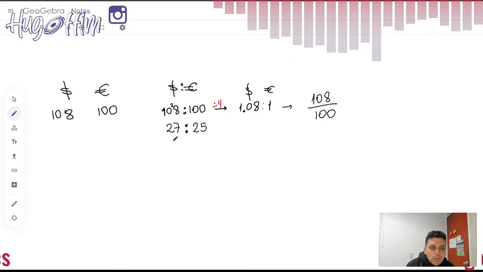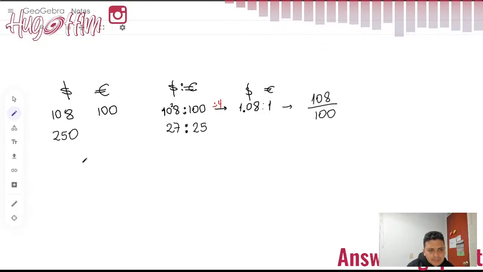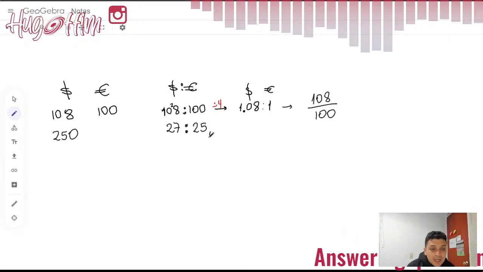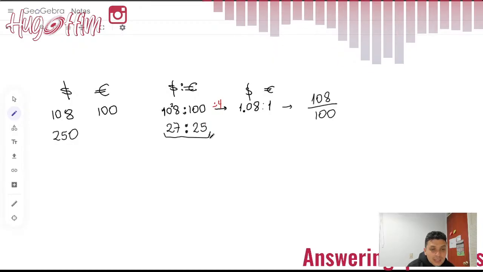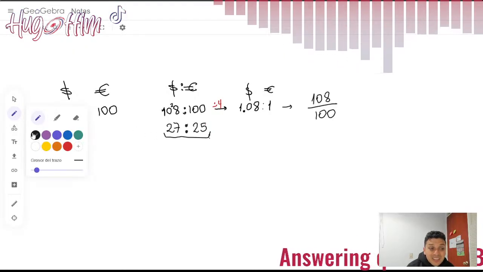And let's say that I want to know how many euros are in $250. Okay, now if we use this rate that is here, I'm going to use another. I'm going to use $270.